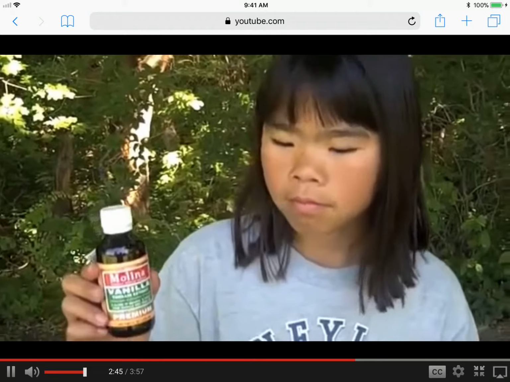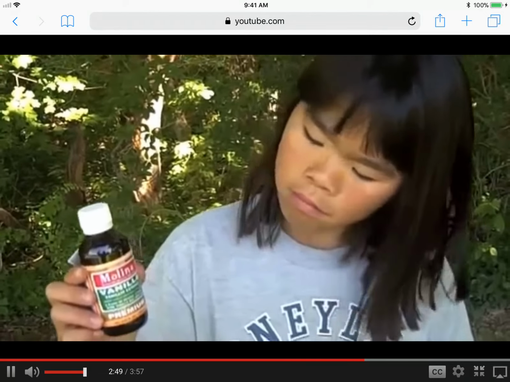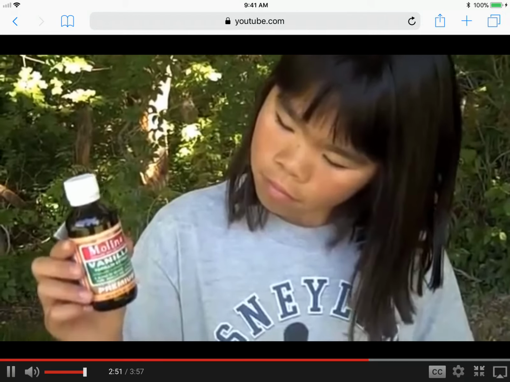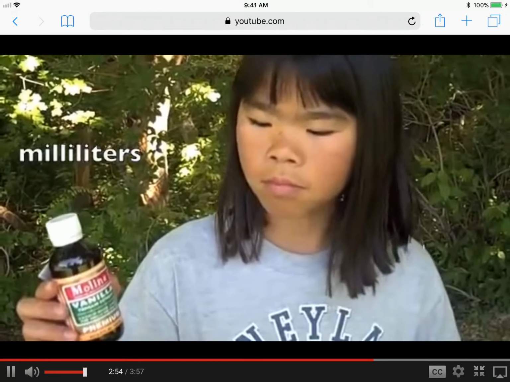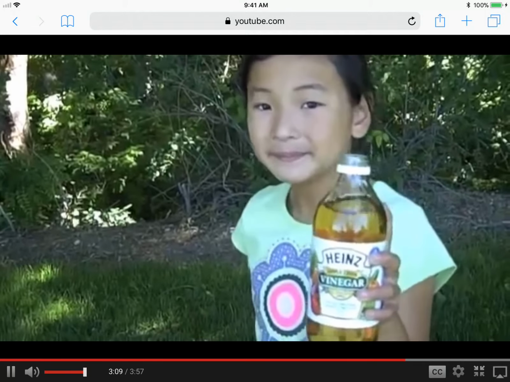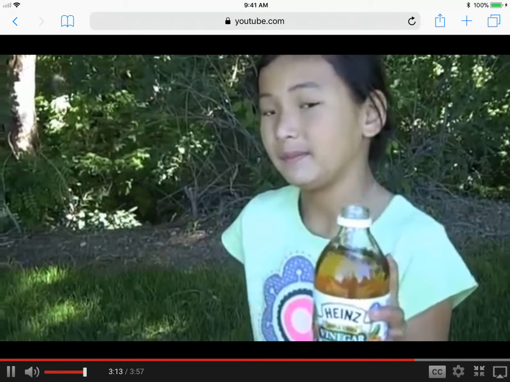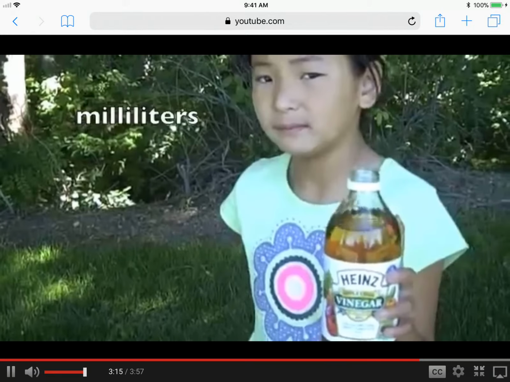Now you're on your own. Would you use milliliters or liters to measure the capacity of this vanilla bottle? Because of the size, you would use milliliters. Would you use milliliters or liters to measure the capacity of a bathtub? The best choice would be liters because of its large size. What do you think about this bottle of vinegar? It may look like you could use liters, but it is still too small. You would need to use milliliters.